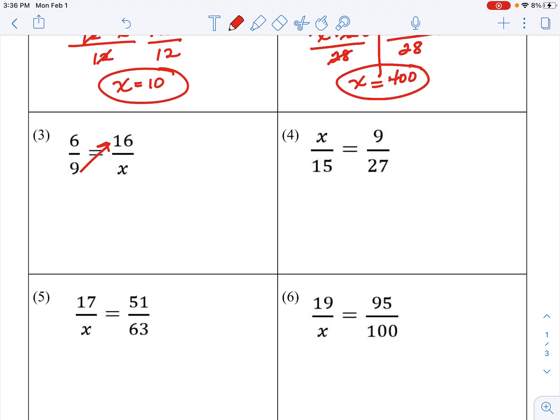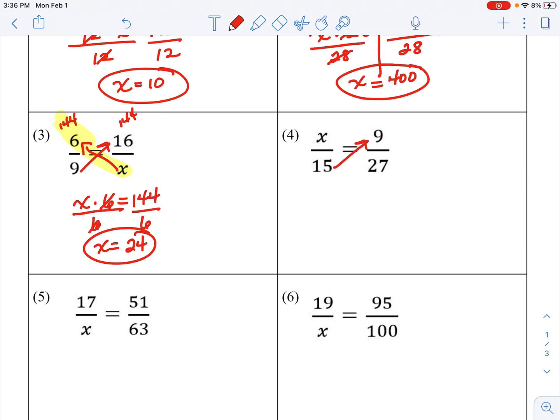Okay, 9 times 16 is 144. So x times 6 has to equal 144. And where I got that is from this right here. That's where that equation comes from. So instead of multiplying by 6, I'm going to divide by 6. And whatever I do to one side, I have to do the other. And so x equals 24.